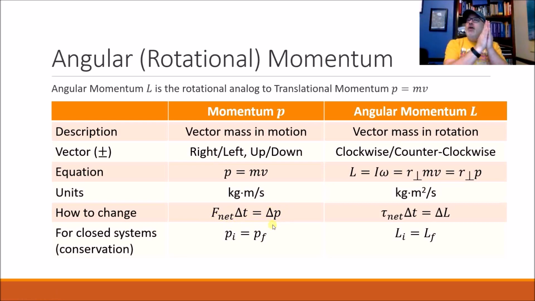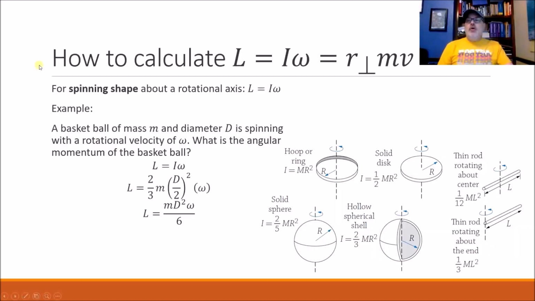Now, if there are no outside forces, if you define the system in momentum so that there are no outside forces, remember that linear momentum or translational momentum stays the same. The same will be true for angular momentum. If you can define a system where there are no outside torques, then the angular momentum of the system will remain the same. So if you include all the interacting objects, then angular momentum and linear momentum should remain the same.